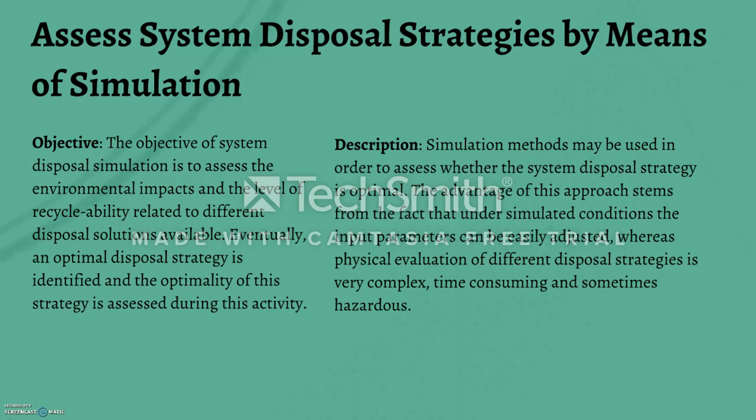The benefit of this approach stems from the fact that under simulated conditions, the input parameters can be easily adjusted, whereas physical evaluation of different disposal strategies is very complex, time-consuming, and sometimes dangerous.